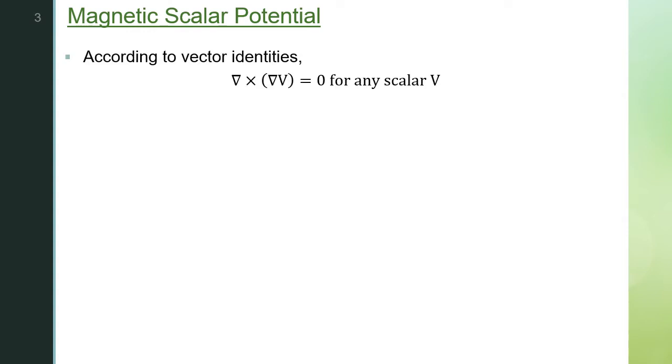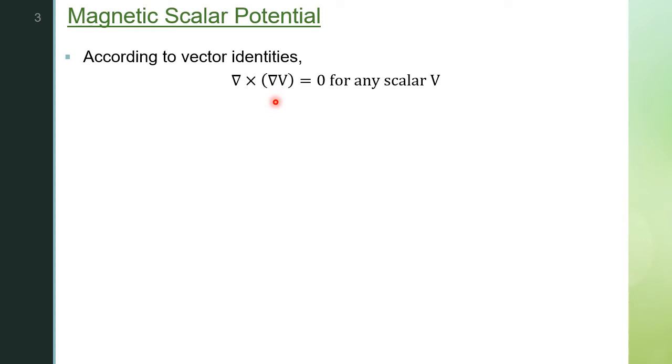So we have already discussed potential in electrostatics. Now we'll see the potential in magnetostatics. There is a scalar potential as well as a vector potential. To define the scalar potential, we are taking the help of the vector identity given by del cross del V equal to 0. That is, the curl of the gradient of any scalar is always equal to 0.